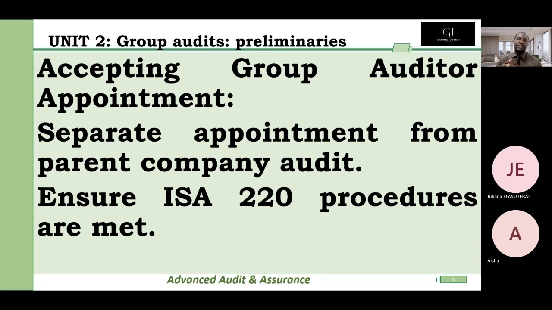So accepting a group auditor appointment is a careful consideration that needs to be thought through before accepting. A separate appointment from the parent company audit must ensure that ISA 220 procedures are met in the appointment of auditors. So accepting the group audit appointment is very important: sit down and count the cost, understand the entity, so that liabilities will not ensue during or after the work.